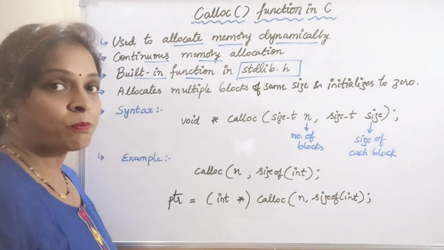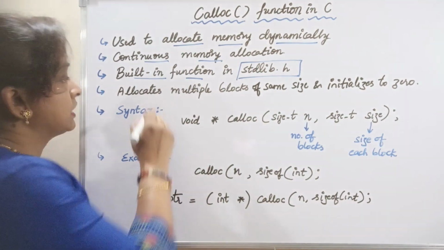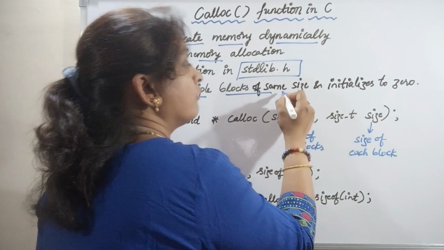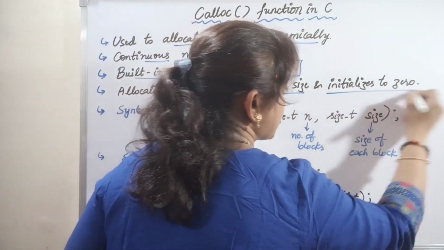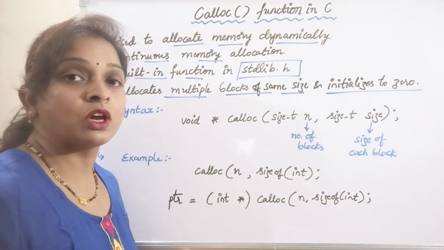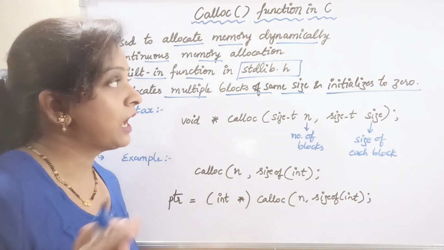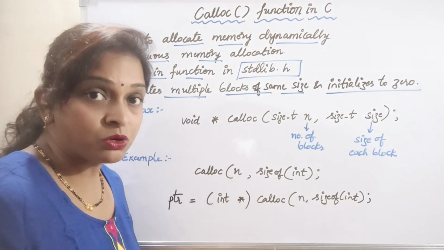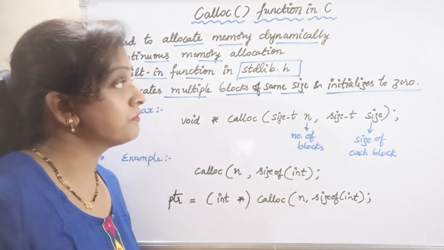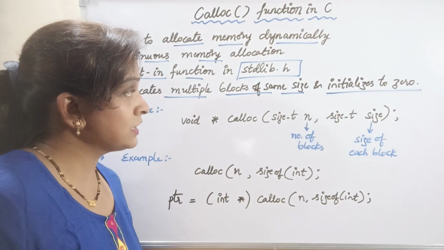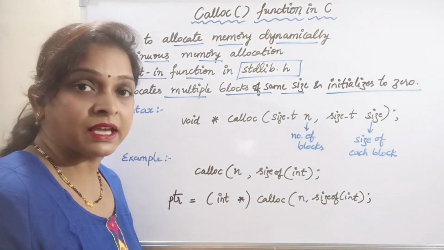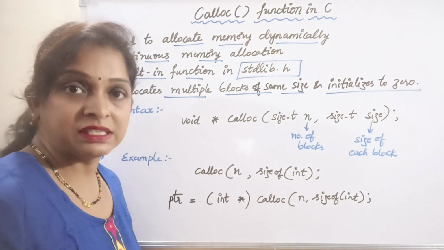And one more point to say with calloc is that it allocates multiple blocks of memory of the same size and initializes them to 0. Whereas in malloc, it allocates a block of memory and the values will not be initialized to 0. That is a speciality, one extra feature of calloc. It allocates multiple blocks of the same size and initializes to 0.